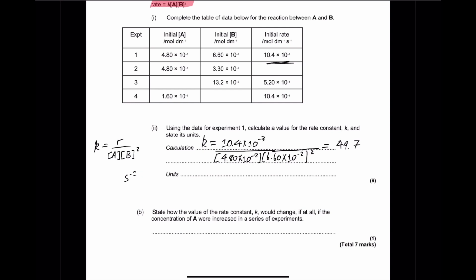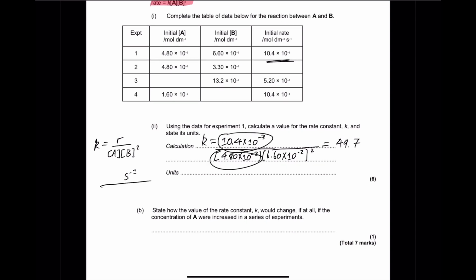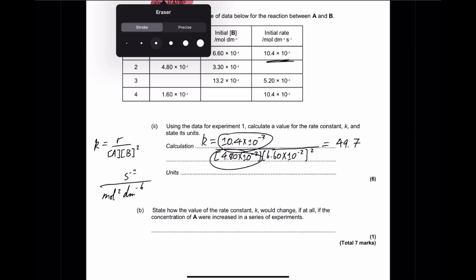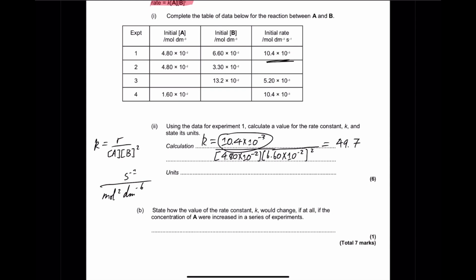Then we're just left with this, because we've already cancelled out this part here and this part here. We're just left with moles squared dm to the power of minus 6. Bring that over to the numerator side, right? Now it's moles to the power of minus 2 dm to the power of 6 per second. Now I can fill out the rest of this.